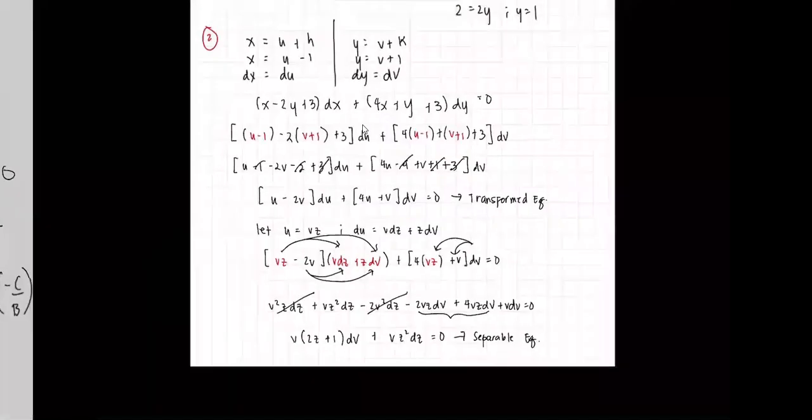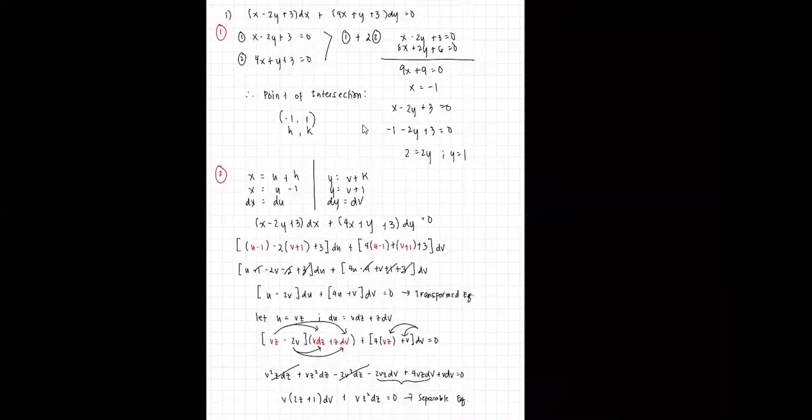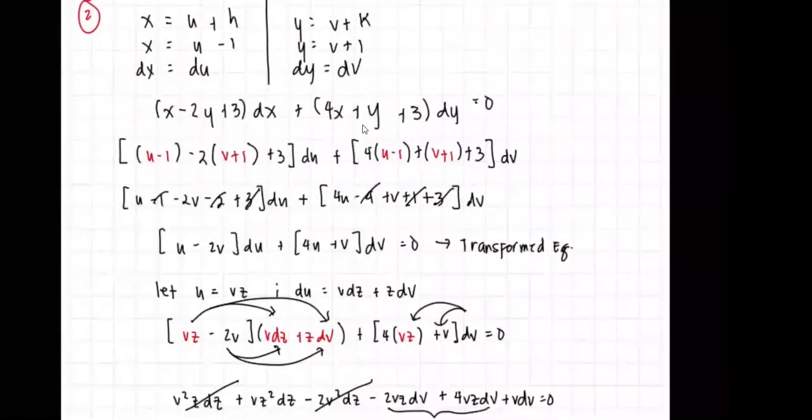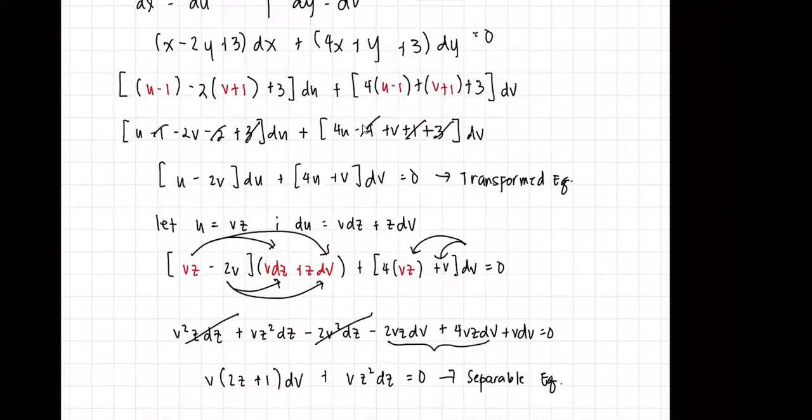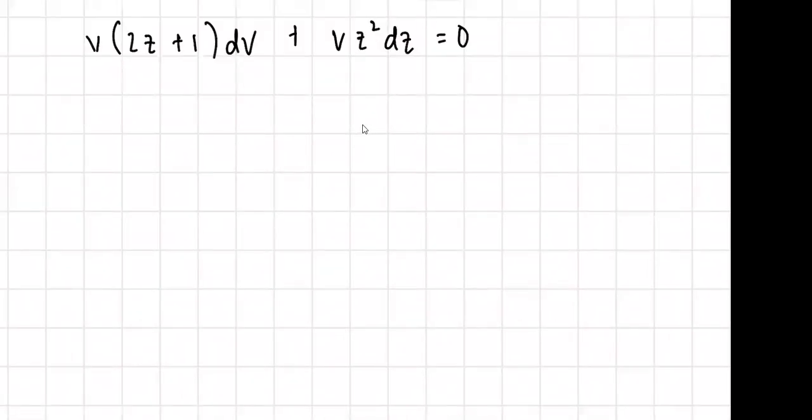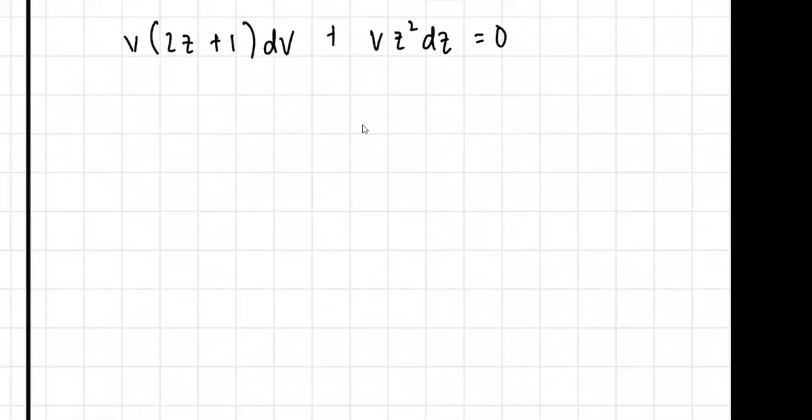Okay? So once we have a separable equation, next we solve for the value. So let's just get this one. Okay, so this is our new given equation. To make it separable, we transpose the other term to the other side. So 2z plus 1 dv equals negative v z squared dz.